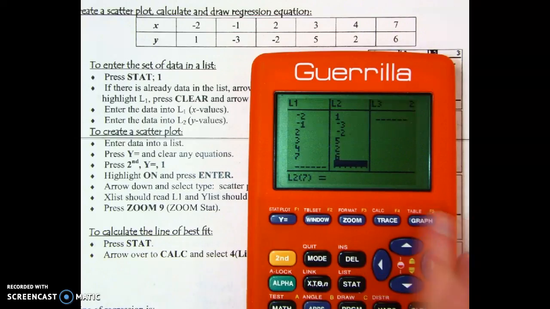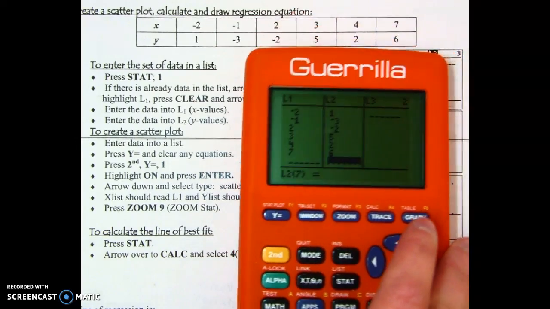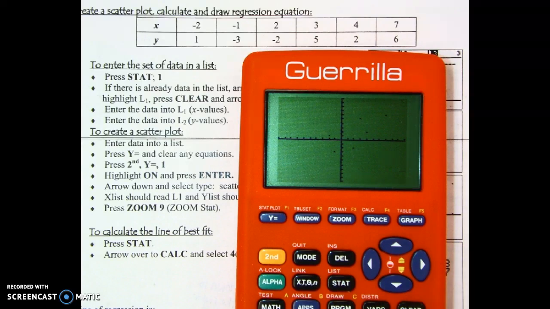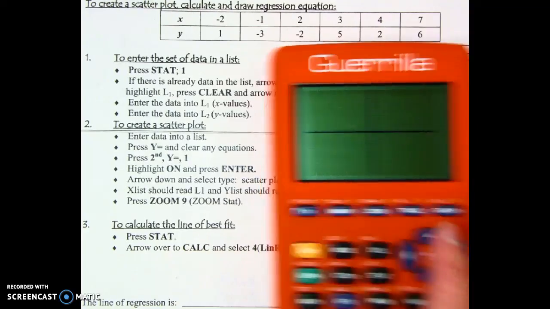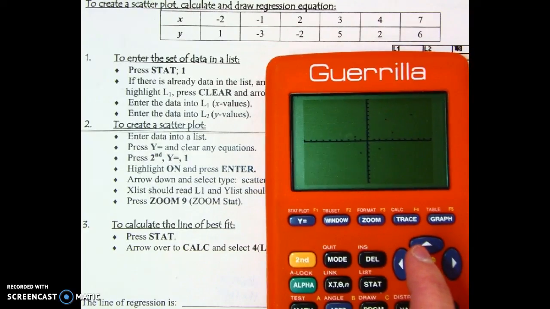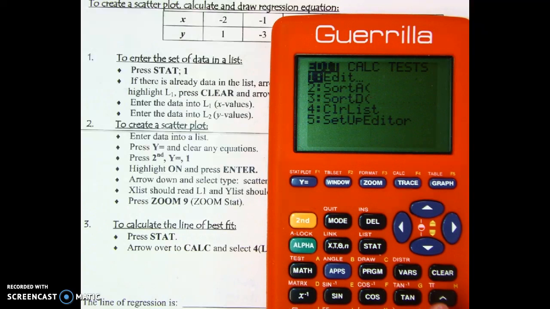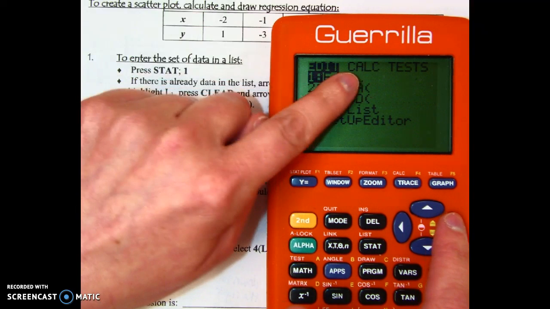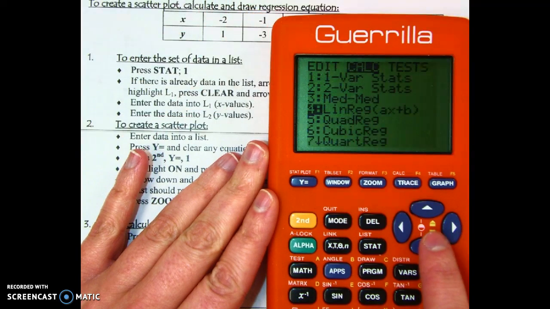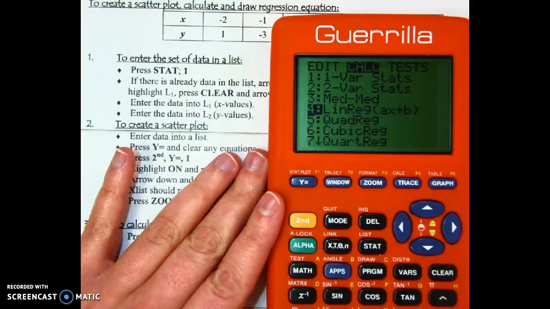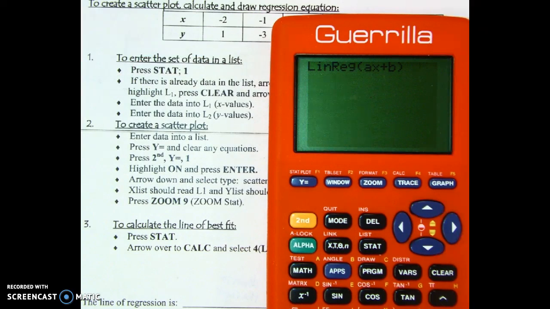If you want, you can, well, I guess we should look at the graph. So you can look at the graph. It's just dots. Okay, now the line of best fit, to get that, you go back to the stat button, and then you need to go over to the calc. So go over, and then go down to 4. You can just type in 4 if you want to. So go down to 4, and then when this pops up, hit enter again.